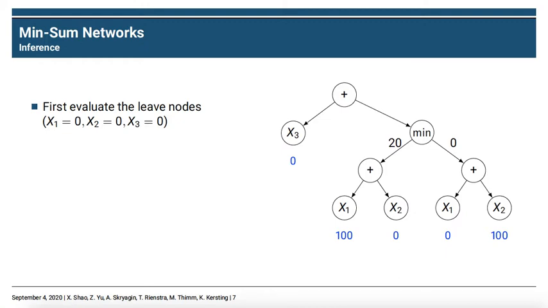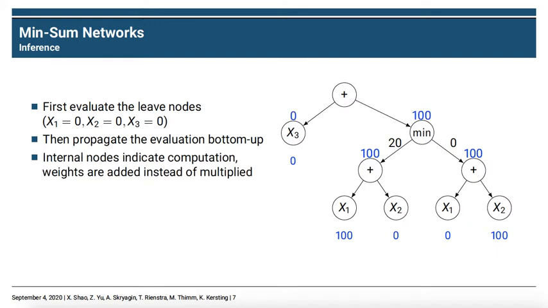So how do we do inference on this computation graph? Here we use again the same network as example, and we evaluate on the event x1 equals 0, x2 equals 0, and x3 equals 0. So evaluation starts from the leaf nodes, and the values at the leaf nodes are propagated bottom up. Each node indicates a computation. And min nodes take the minimum rank from all its descendants, and the sum nodes sum up all the ranks from all its descendants.